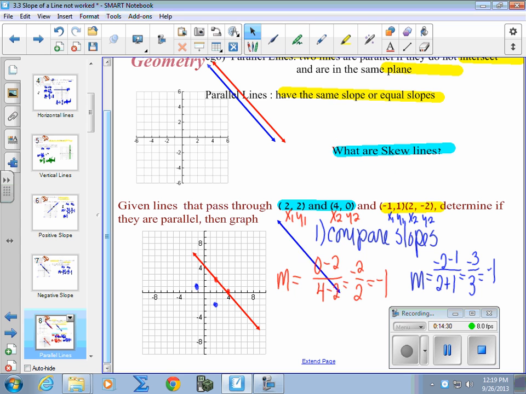So because the slopes are equal, the lines are parallel. That is the only way to tell if they are parallel. The graph may not be accurate, so you need to compare the slopes.